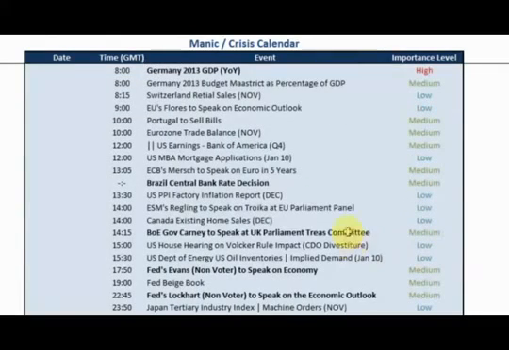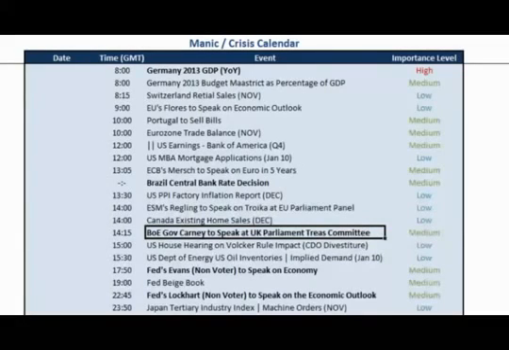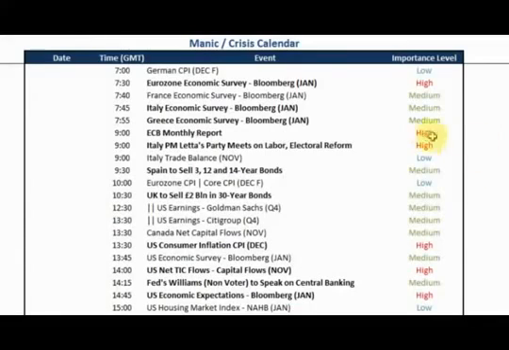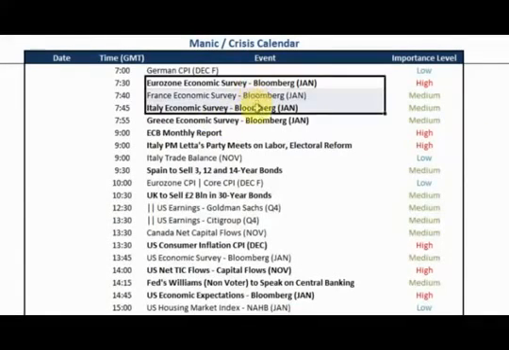We have Governor Carney from the Bank of England testifying to the UK Parliament. That's going to be noteworthy, once again monetary policy related. You have more Fed speakers. Thursday we get into some more data, like economic confidence figures.